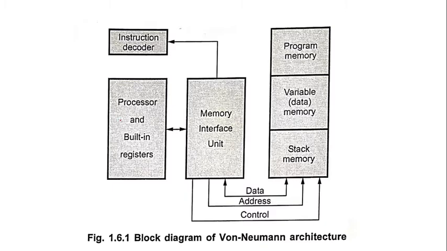Next, here is the block diagram of the von Neumann architecture. Here we can see the main memory unit interface, and over here the microprocessor, and we can say the processor and built-in registers. So here are the built-in registers, here is our memory location, and this is directly connected with the program memory, variable memory and stack memory. These three memories are separated by their own but stacked on one single phase, and all this data, that is data, address and control, are directly given to the program memory, variable memory and stack memory, and this is directly connected with the instruction code. So this is the block diagram of the von Neumann architecture.